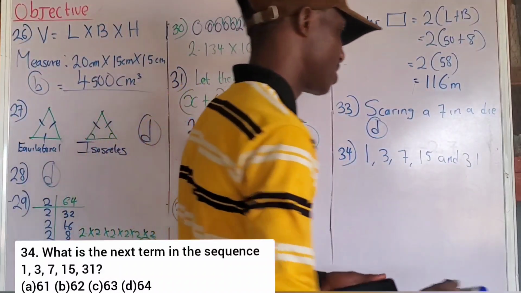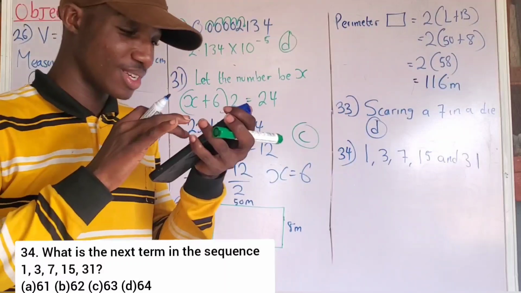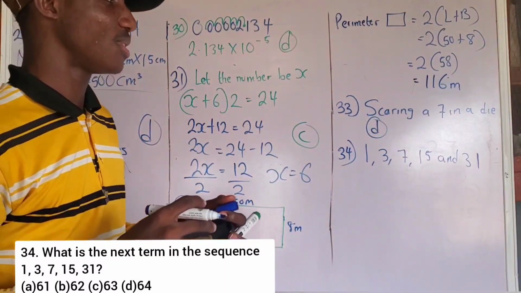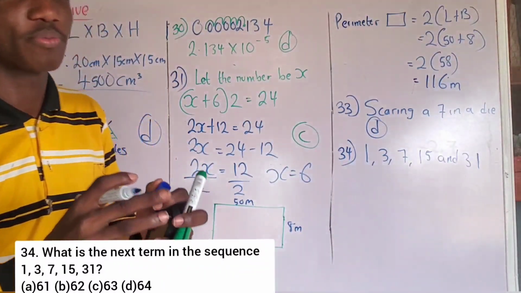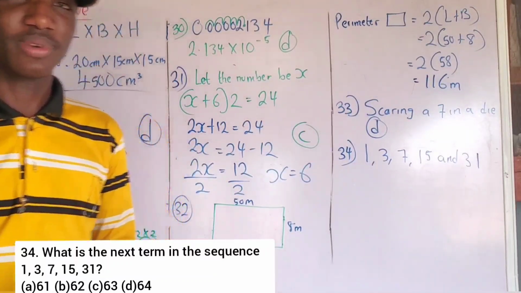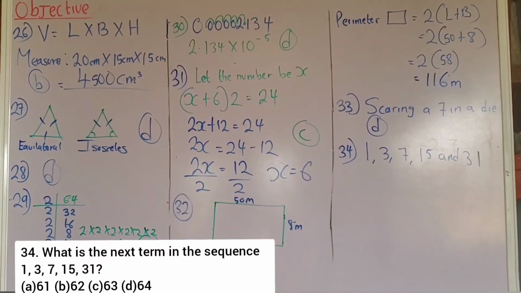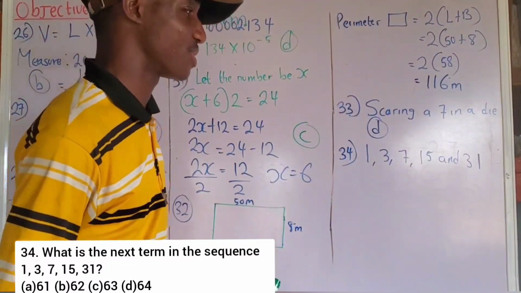Do you understand? Okay, now please pay attention. Before you can get the number that follows, you have to determine the pattern. You understand what I'm saying? There is something called pattern. That is for advanced mathematics, an arithmetic sequence or a geometric sequence. So before you can determine the next number after 31, you have to know the pattern of the numbers. Okay, so I want you to pay attention. Now let us get the pattern.